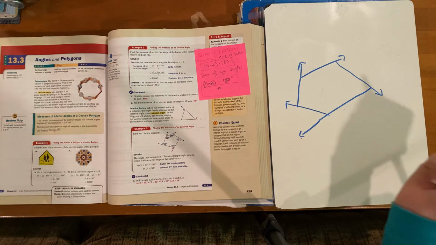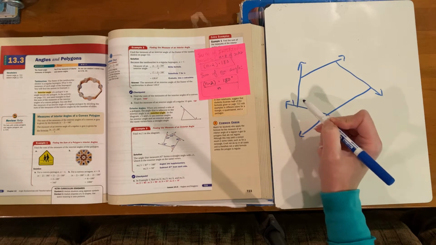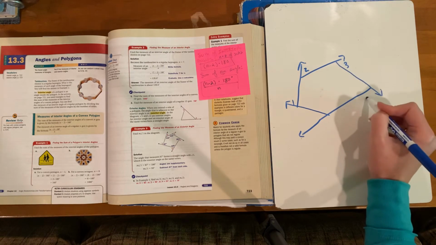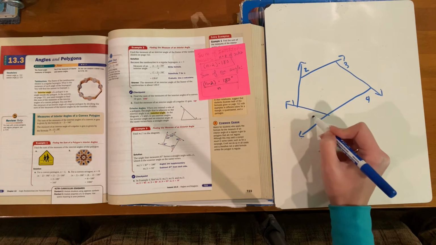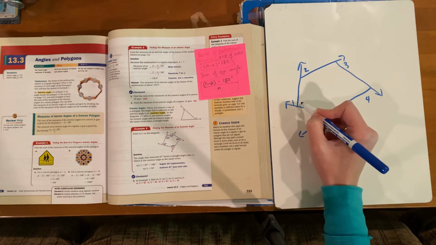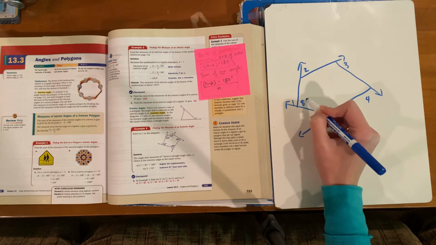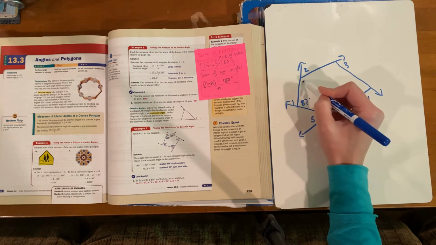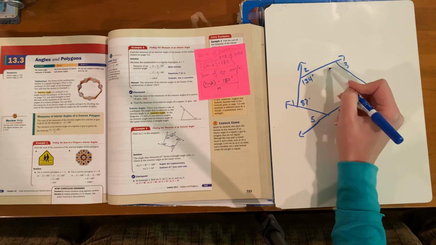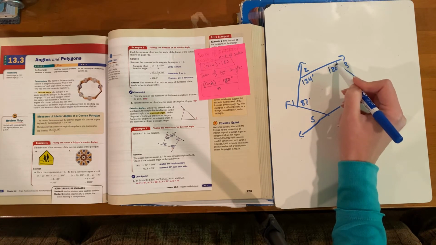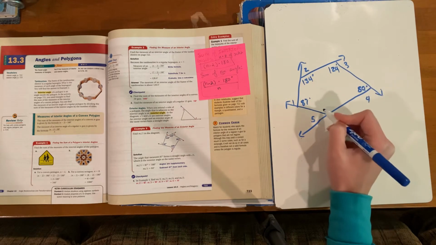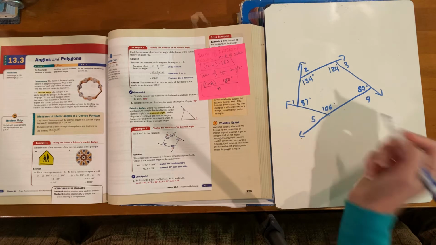I did okay. We have angle 1, 2, 3, 4, and 5. Notice these are all exterior angles. And then we're told this angle right here is 87 degrees. This one is 134 degrees, 124 degrees, 89 degrees, and then 106 degrees.